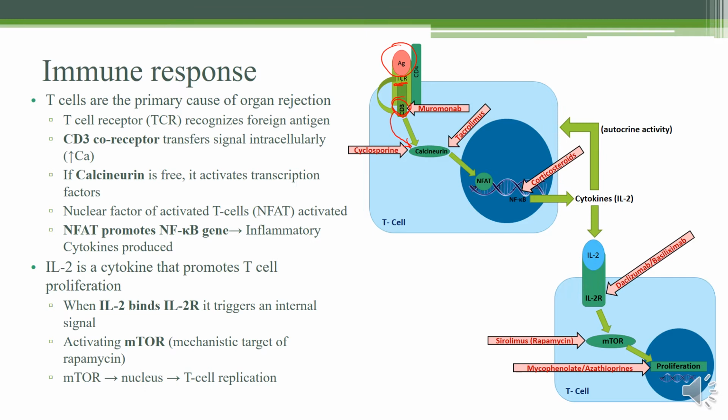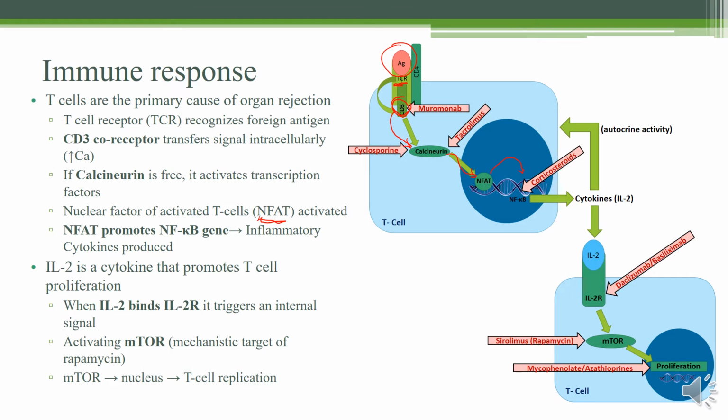And this CD3 portion can actually go and activate calcineurin. Calcineurin is a very important molecule because it can actually transport into the nucleus and activate nuclear transcription factors. And the nuclear transcription factor that we're going to be talking about is called NFAT. NFAT stands for nuclear factor of activated T cells. Duh. So this NFAT is going to be important because it actually promotes the signal of NF-kappa B. And this NF-kappa B is pretty much the most important gene in the immune system.